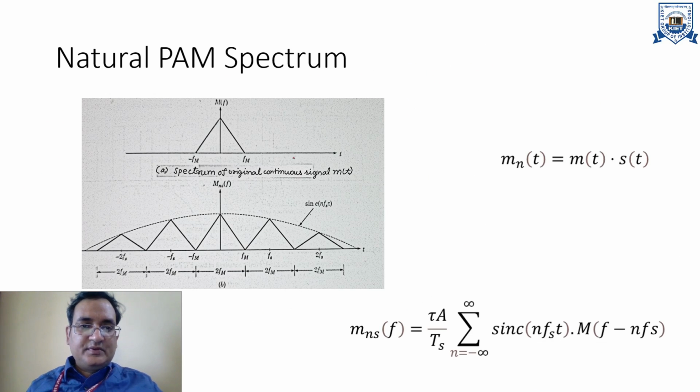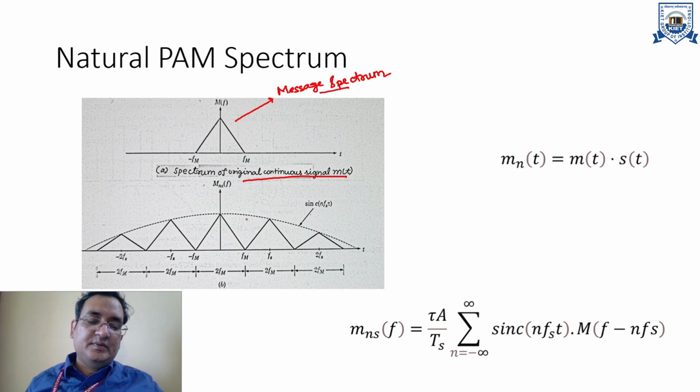This is the spectrum of the natural pulse amplitude modulator. Let us suppose this is your message spectrum, the spectrum of the original continuous signal. It is not necessary that you always assume this is a triangular pulse in the frequency domain; this is from my side. When you generate a pulse amplitude modulated spectrum, you will definitely get replicas of these pulses varying with respect to the sinc or sample function accordingly.